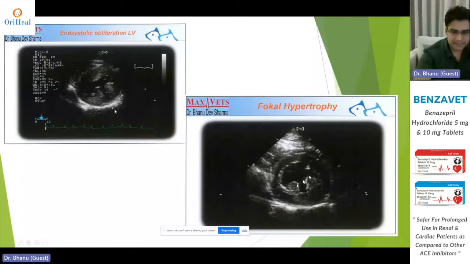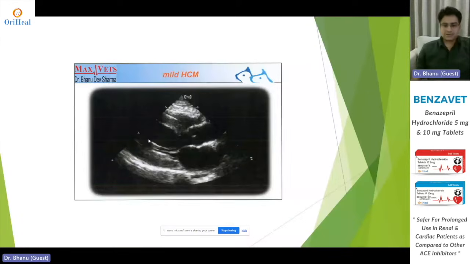This is a mild HCM where the walls are thickened. Mild HCM, according to the staging which is followed by Munich University, would mean that the left ventricular wall or the IV septum wall in end diastole would be between 6 to 6.5 mm. So when you measure this, it would be that much.